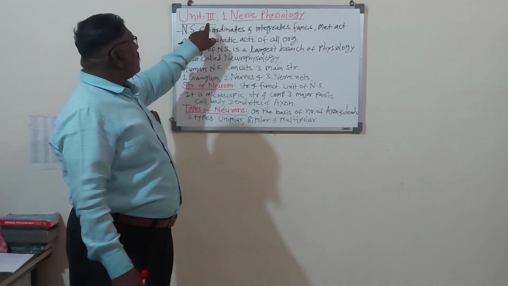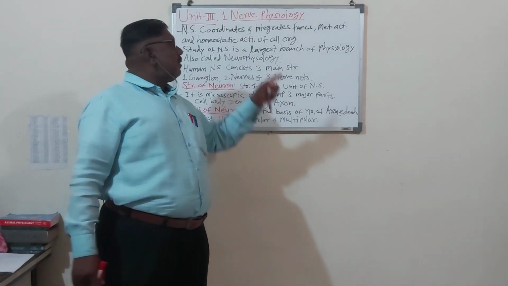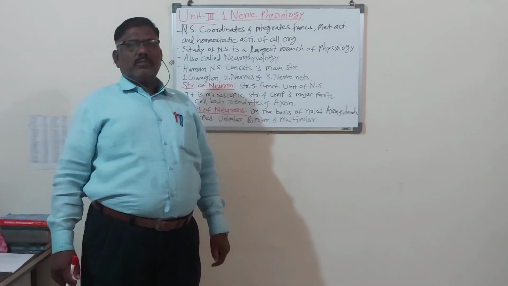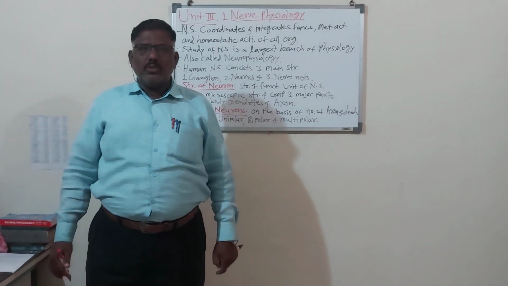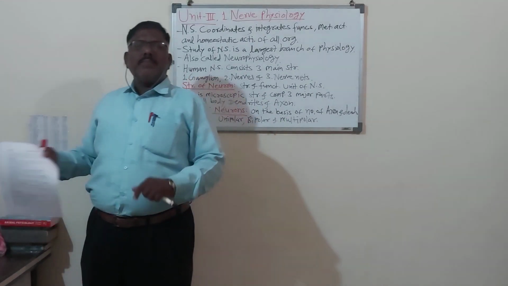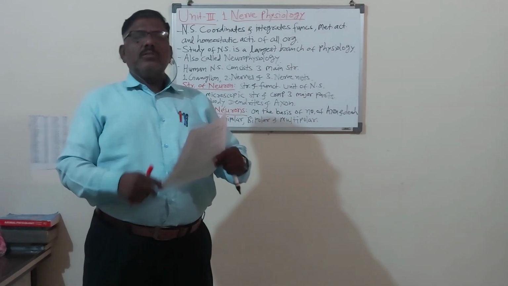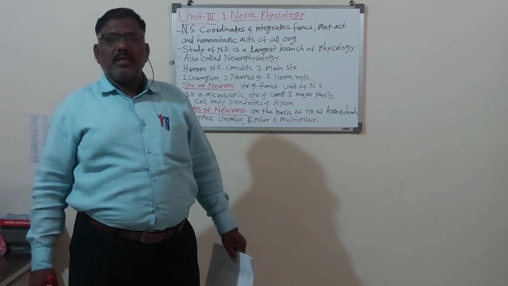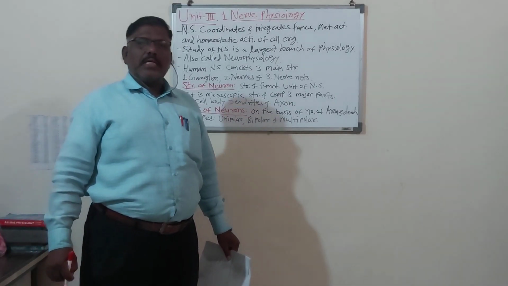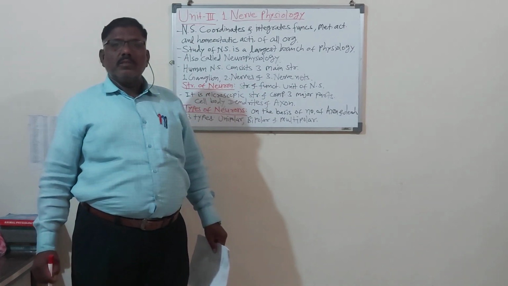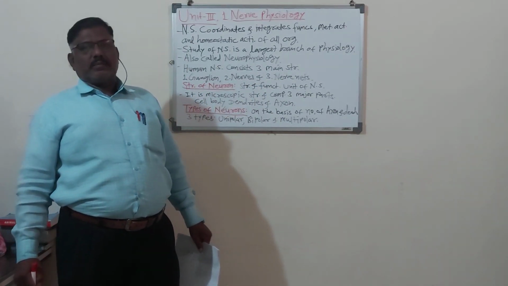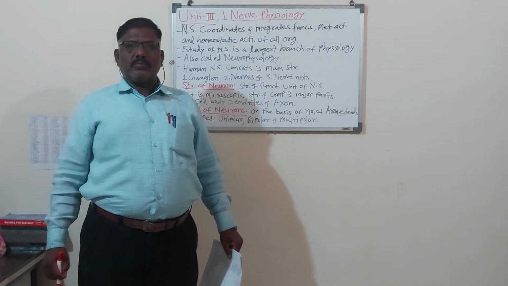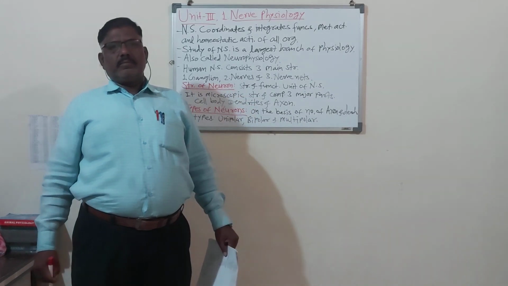Today we will start unit number 3, and in unit number 3 the chapter is nerve physiology. Dear students, you know that in unit number one there are 3 chapters. First chapter is digestion. Second chapter is vitamins. Third chapter is respiration. So that unit is a big unit. There are 3 chapters which we have already completed.